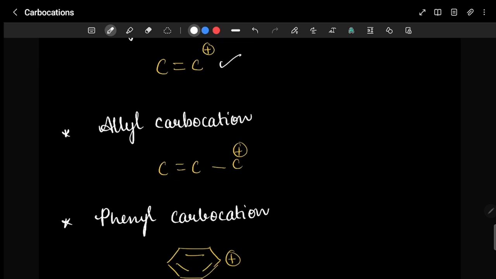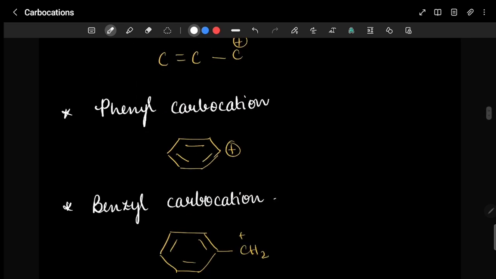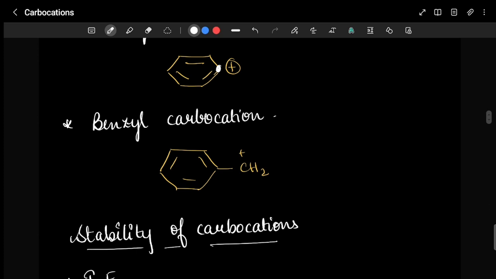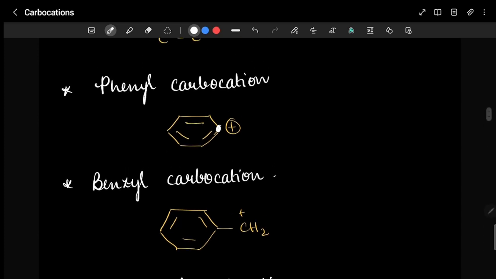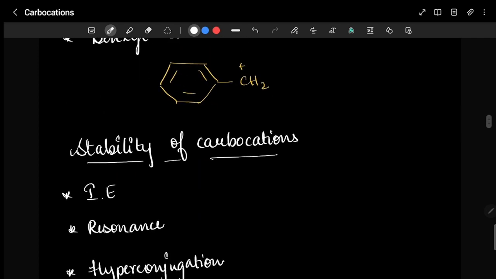The next position of vinyl is called allyl. So this will be the allylic position. And then phenyl, where the positive charge is on the benzene ring. When it is on the benzene ring, it will be phenyl. And benzyl, when it is outside the benzene ring, something like this. It is benzyl carbocation.